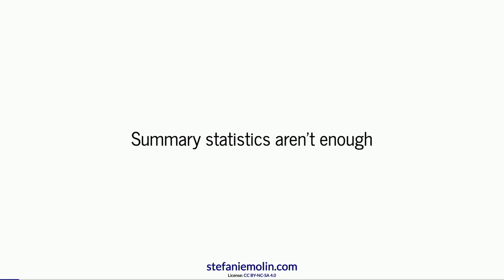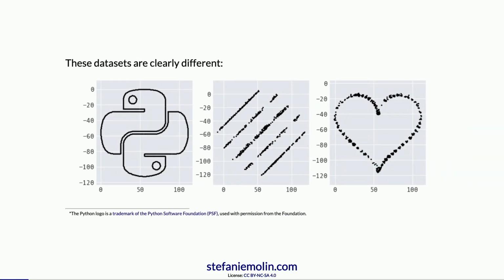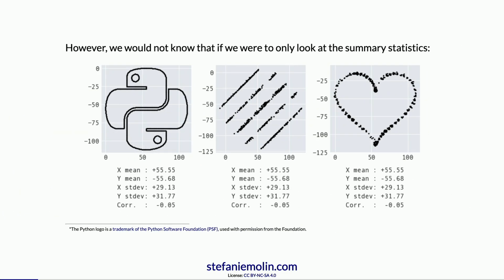So summary statistics aren't enough. If we look at these three data sets, I'm sure we would all agree that they are very different visually. But if we look at the summary statistics of the mean, standard deviation, and correlation, they all have the exact same summary statistics. So the same mean in x and y, the same standard deviation in x and y, and the same Pearson correlation coefficient.